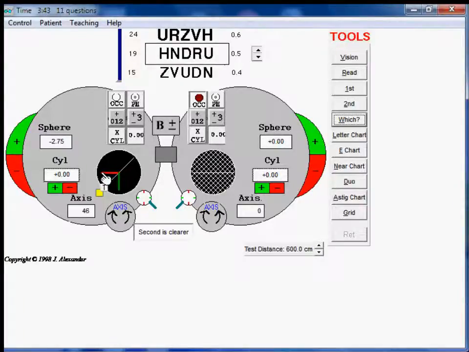So your axis should be between this horizontal and this 45 degrees. So bring this around to that, to around 27. First, second, which? The second is clearer, so it's between this one and that one. So turn this back around a tiny bit, 39 around, first, second, which? Second is clearer, so turn this a tiny bit, maybe a few degrees that way, first, second, which?